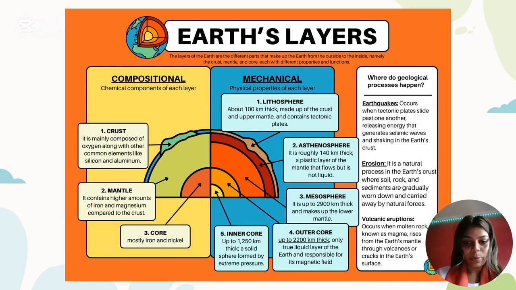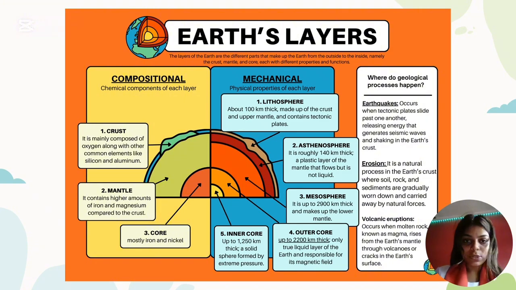Then we have our mesosphere. The mesosphere is made up of the lower mantle and extends up to 2,900 kilometers thick. It is more rigid than the asthenosphere due to the increased pressure, and the deeper it is, the higher the pressure and temperature.